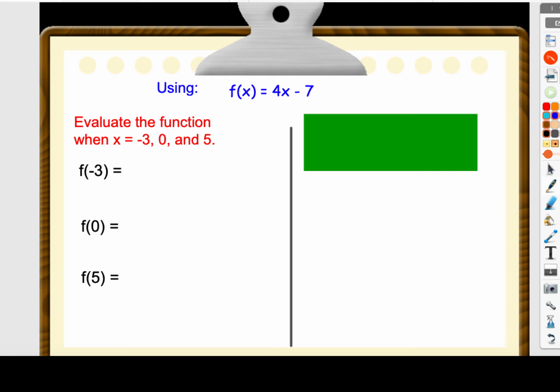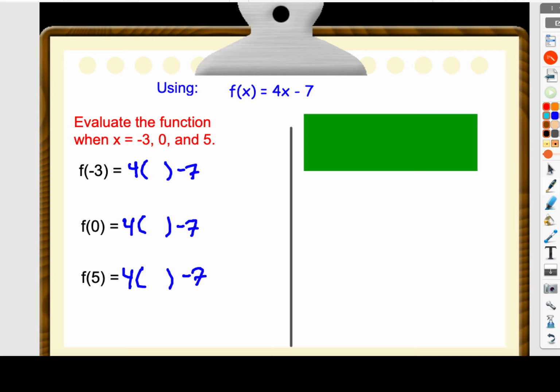Well, let's do that a couple more times. We've got a function here on this page. Feel free to pause the video. I'm going to just start filling it in and say that f of x equals 4x minus 7, again, that's my function, right? But I'm going to take out x because I want to plug in all of those x values.